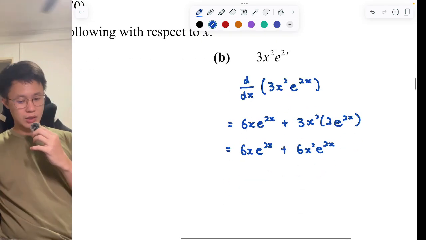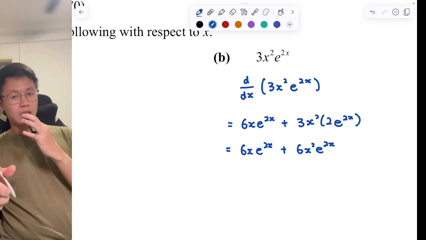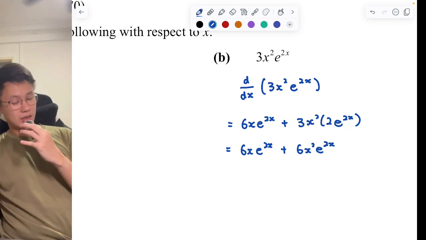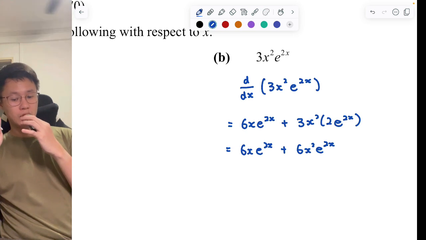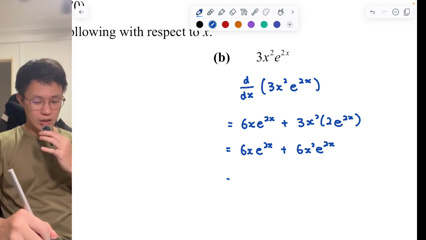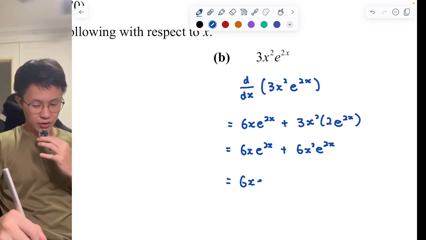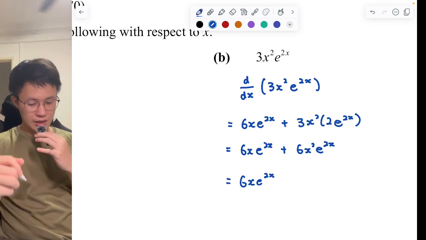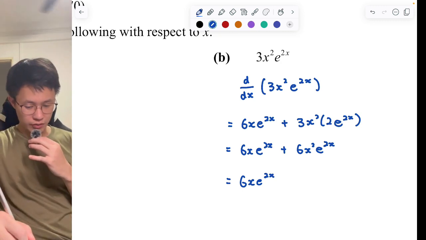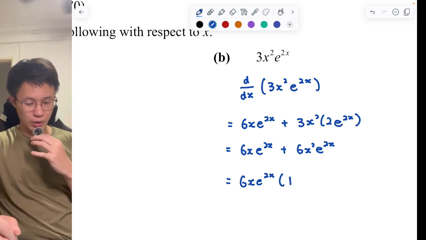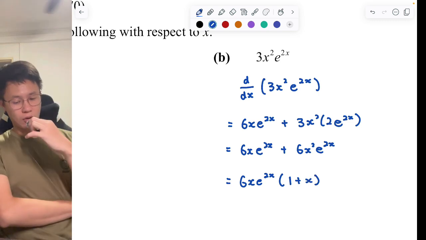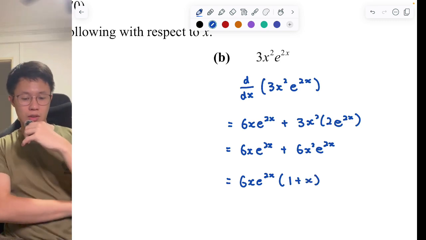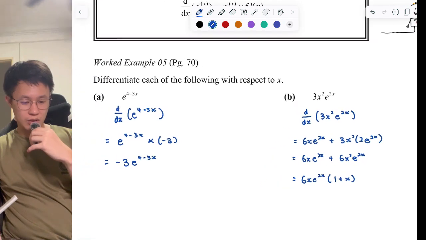Now from here, we can see that there is a common factor of 6, and there's a common factor of x, and there's also a common factor of e to the power of 2x. So this is where we need to be very, very careful. And this is 6x times e to the power of 2x. You factorize them, and from here you have 1 plus x. So this is your answer for differentiating an exponential function.